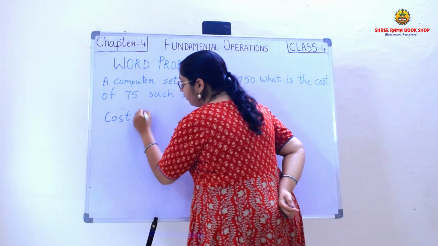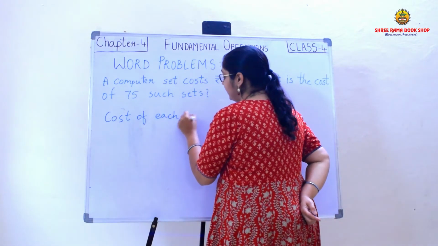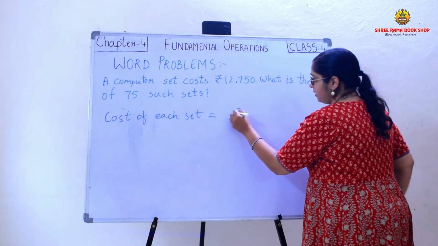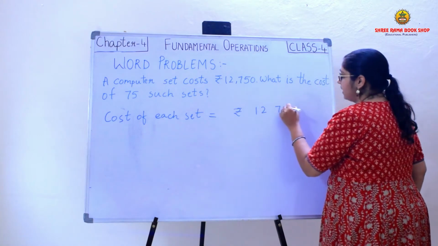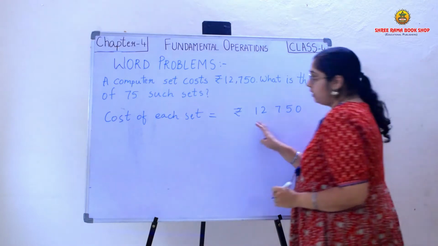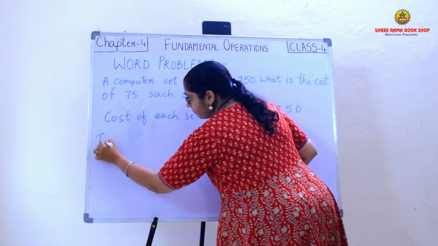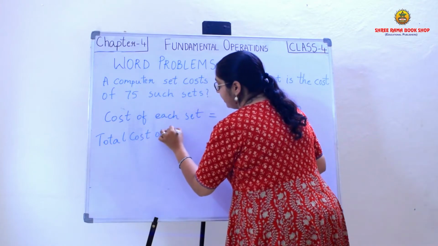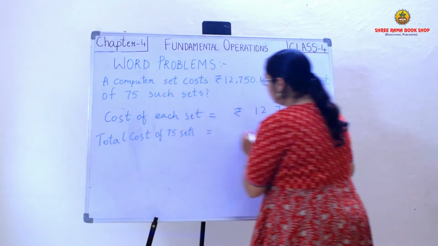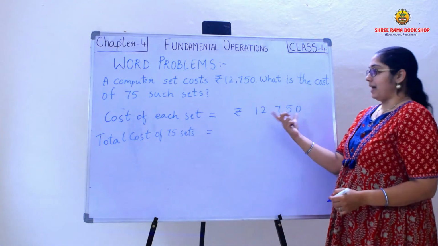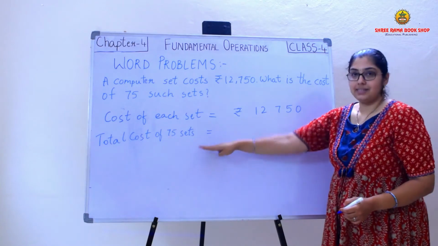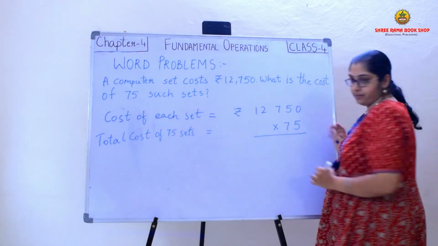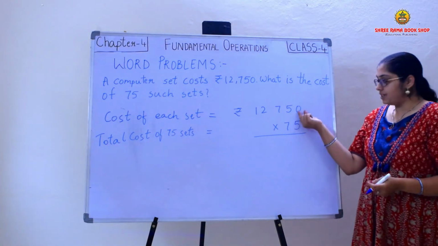Cost of each set is how much, children? It is rupees 12,750. Right? Now, what is the total cost of 75 sets? To get the answer, we need to multiply the cost of each computer with 75, because we need 75 such computers, right? So 12,750 into 75. Now 5 zeros are 0.